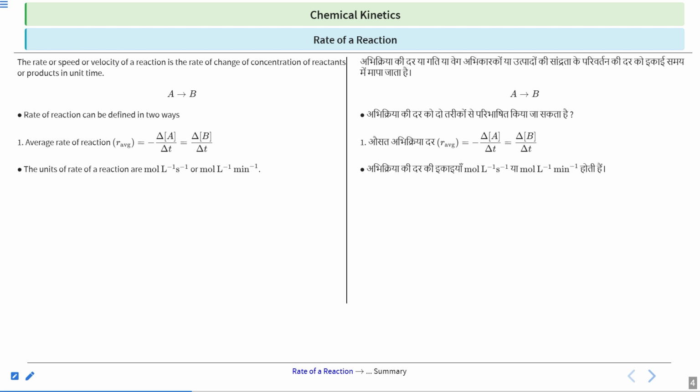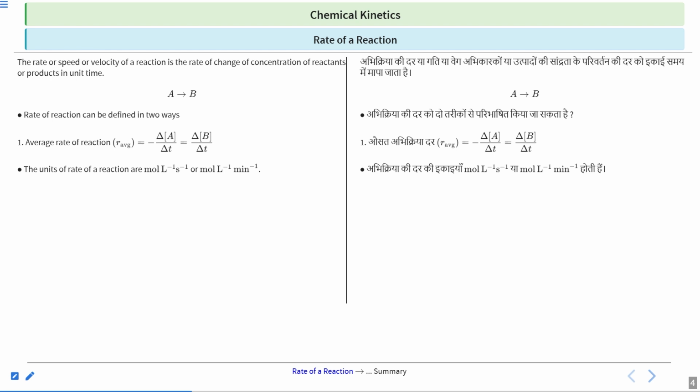Now it can be written in mole per liter per minute also, but the SI unit will be mole per liter per second. Okay, clear? So the unit should be clear to you. So very simple. Change in concentration will have a unit of mole per liter, and since second is in the denominator, we will put it on the upside and do the sign as -1.